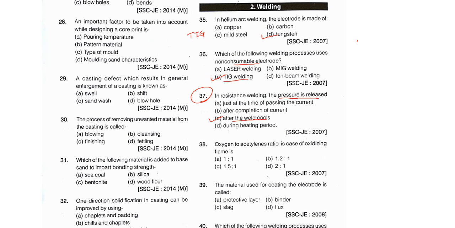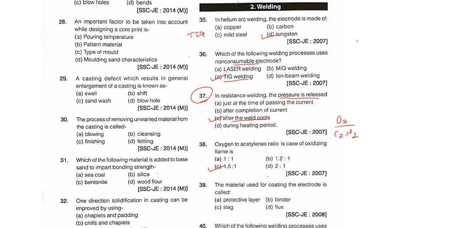Next, the oxygen to acetylene ratio in case of oxidizing flame is 1:1, 1.2:1, 1.5:1, or 2:1. So the correct answer will be 1.5:1. Basically they are asking about the oxidizing flame, and they have asked what is the ratio of oxygen to acetylene, O2 to C2H2.